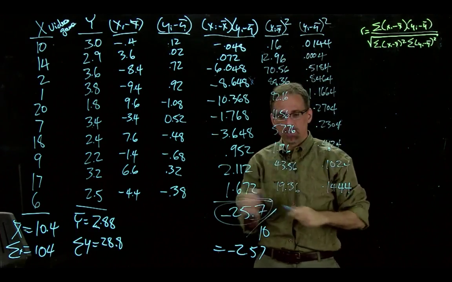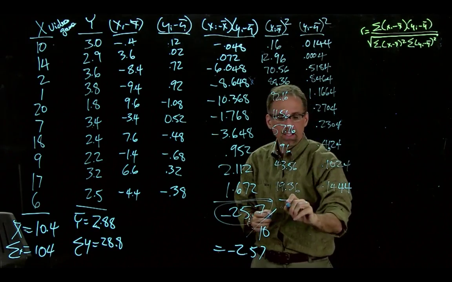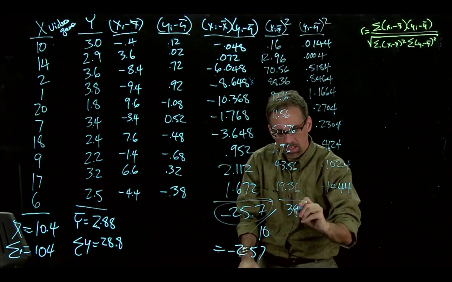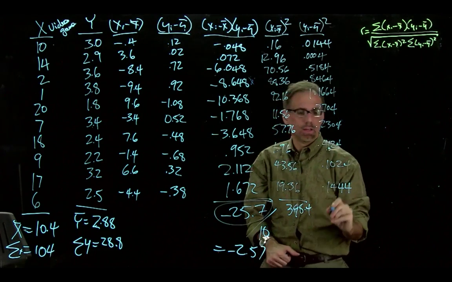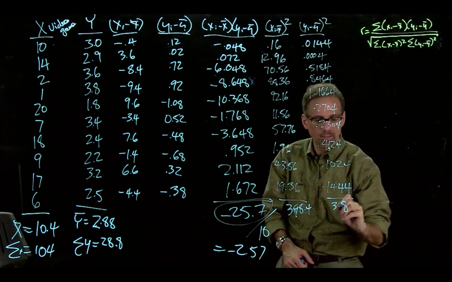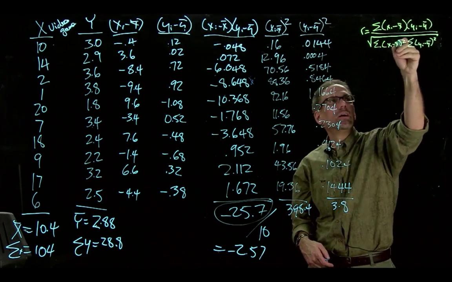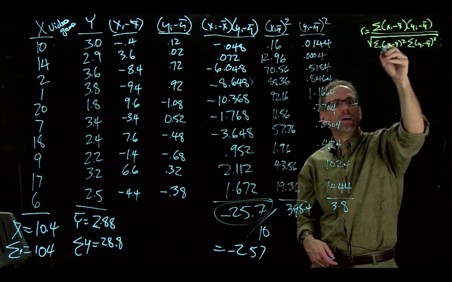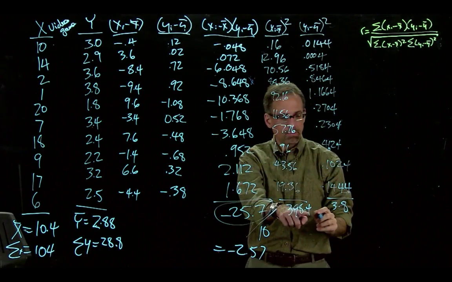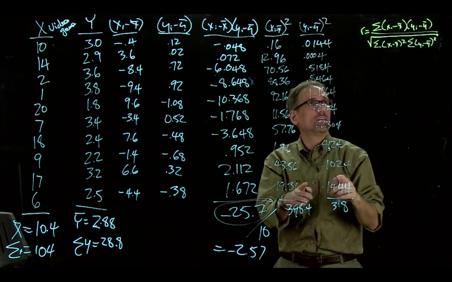So I'll add this one up, and that turns out to be 398.4. And then this one added up turns out to be 3.8. Okay? All right, so now I've got this part in here, and this part over here. And so now I just apply those together. So 398.4 times 3.8, and then I'm going to take the square root of that.